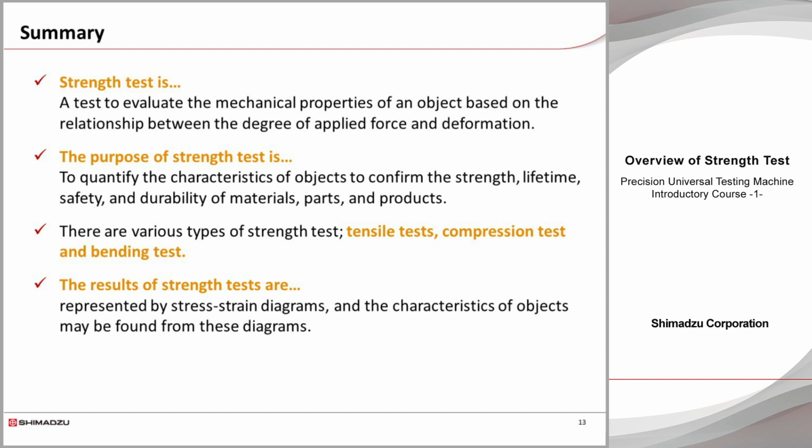The purpose of strength testing is to quantify the characteristics of an object through testing to confirm the material strength, lifetime, safety, and durability of material parts and products. There are several types of strength tests, such as tensile, compression, and bending tests. The results of strength tests are represented by stress-strain diagrams, and the characteristics of objects may be read from these diagrams.